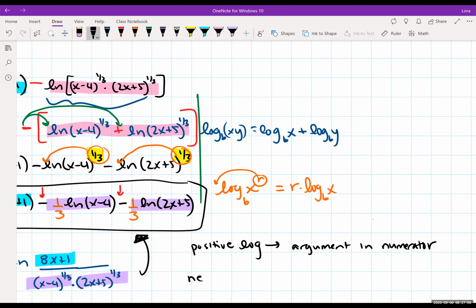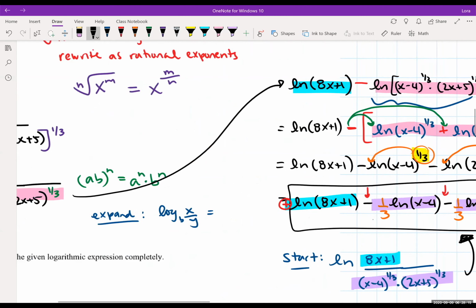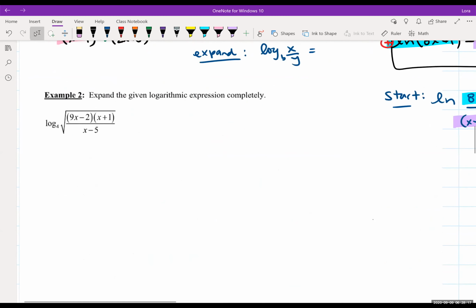And if you have a negative log, the argument was a factor of the denominator. So the more you do this, the little faster it can become. Let's see if we can utilize this shortcut for some of the example 2. We're still in the same boat here. So let's take a look at this.